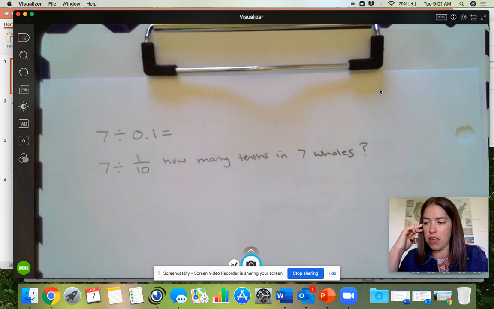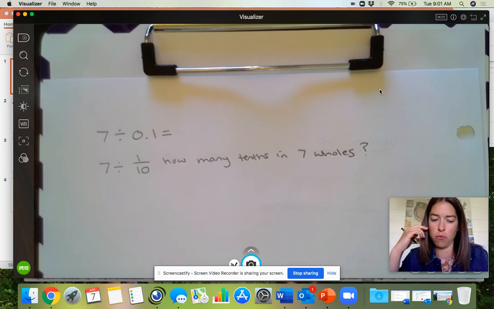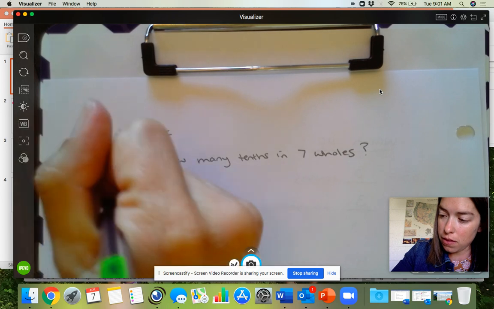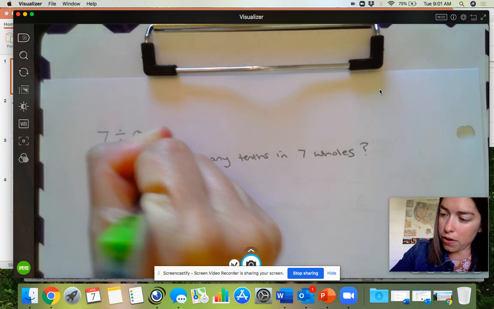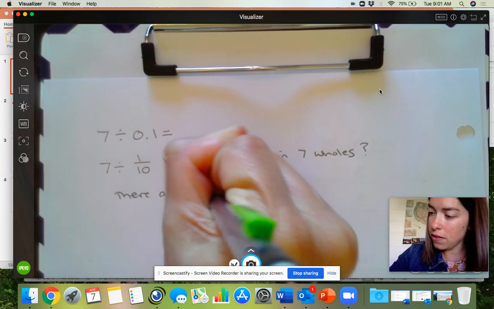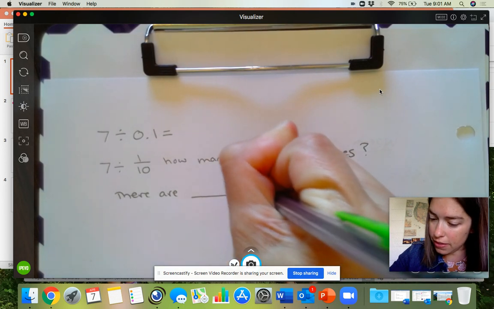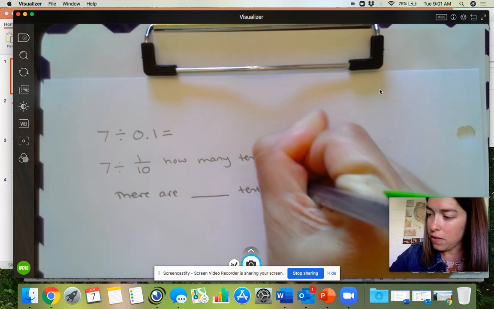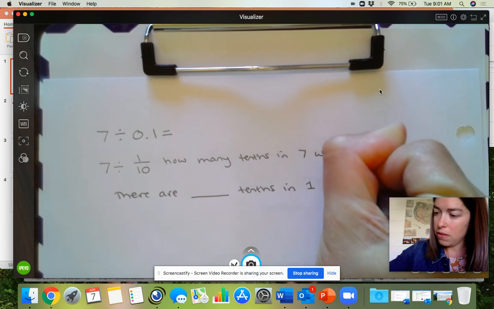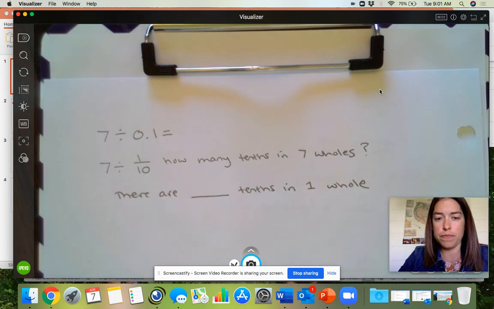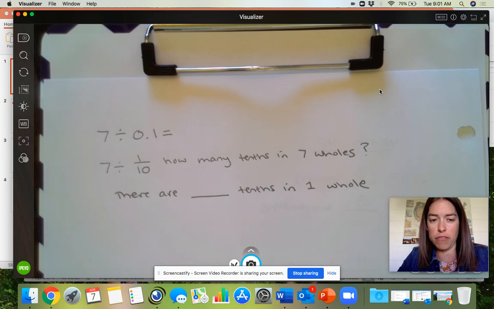All right. So let's go back to what we definitely know about 1 whole. I want to remind myself how many tenths are in 1 whole. So write this out with me. There are blank tenths in 1 whole. Okay, how many tenths are in 1 whole? Well, we solved this a second ago.